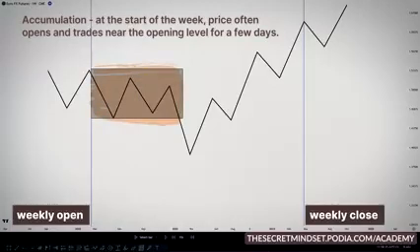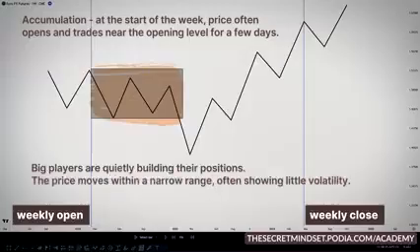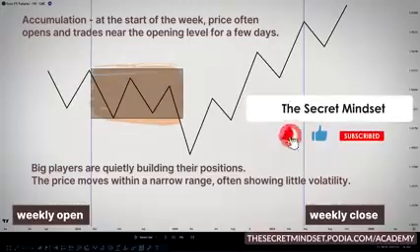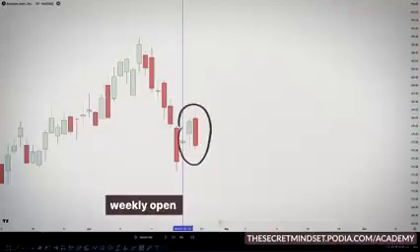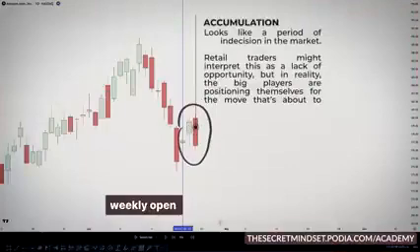This is the accumulation phase. During this time, the big players are quietly building their positions. The price moves within a narrow range, often showing little volatility. To the untrained eye, this sideways movement may seem uneventful, but this is where the groundwork for the upcoming manipulation is laid. Accumulation can be deceptive because it often looks like a period of indecision in the market.